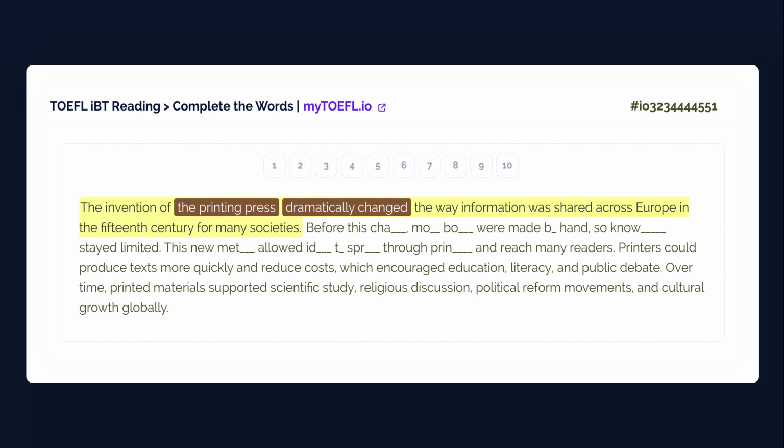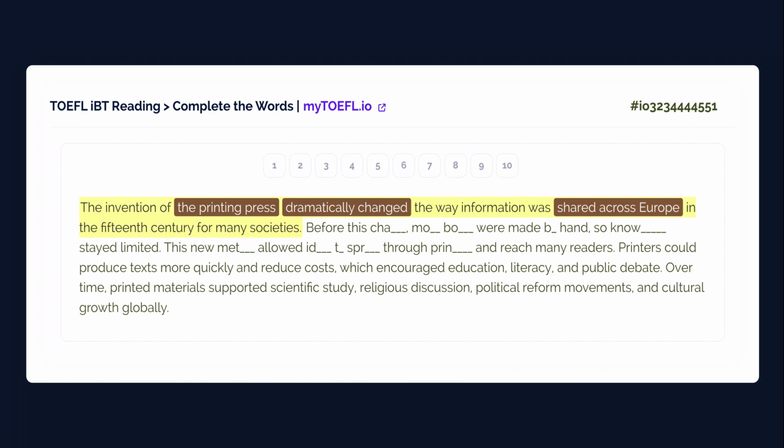By mentioning that information was shared across Europe, we get a clear idea of the scope of this transformation. Understanding that this is about a technological revolution in communication will help us predict the words in the coming sentences, as they will likely describe life before and after this great invention.